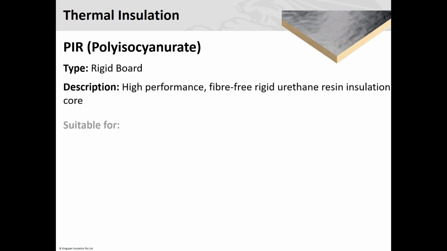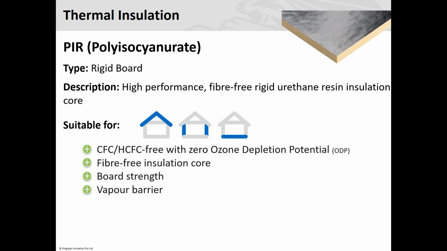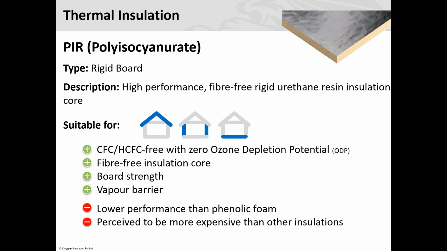It's a rigid board, a high performance fibre-free rigid insulation. Again, it's used in the same applications under your iron roof, in the walls and in the floor. It is fibre-free, has good board strength, and some give you a good vapour barrier as well. Some of the negatives: it's lower performance than the phenolic foam, or the phenolic Cool-Therm resin, and it's perceived to be more expensive than other insulations.